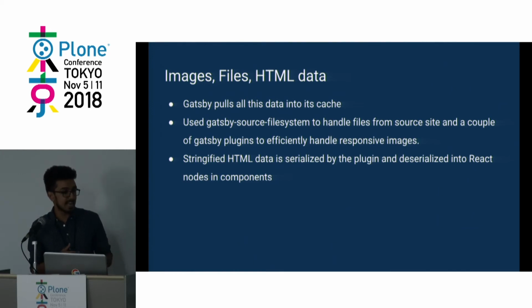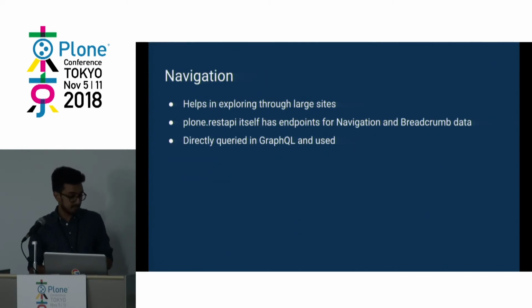So as a Gatsby user, you don't need to worry about any of this because it's all handled in the plugin itself. Even the images, even the files are all handled, and you just need to worry about how they look on the Gatsby side. That's it. Navigation is also important. But the best part was that the Plone REST API already provides you endpoints with all this data. So this was very simple to implement, and you can directly use them on the Gatsby side.